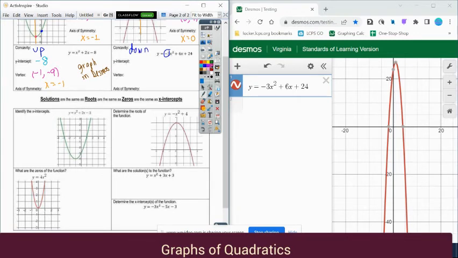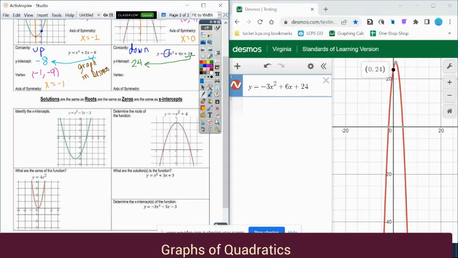I go ahead to identify the y-intercept and look for where that graph is crossing the y-axis. A lot of times you can get a point marker on there to help you out. That y-intercept is at 24, and would you look at that? That c value again matches with the 24. Just like in the previous example, we had that -8 matching with our y-intercept.